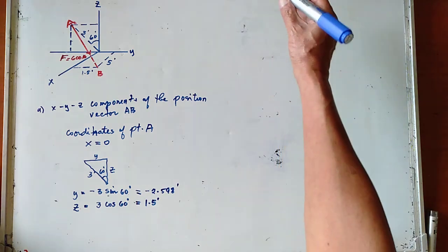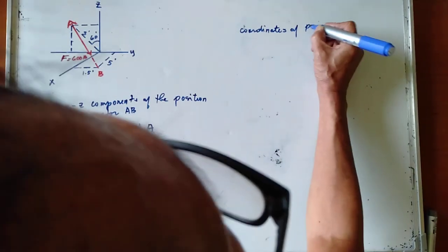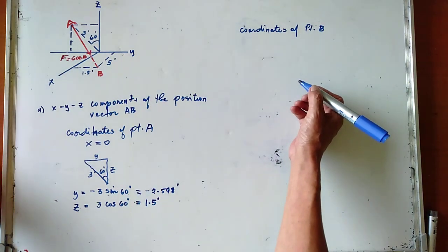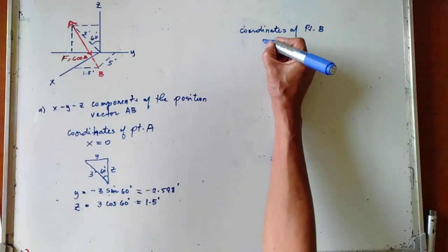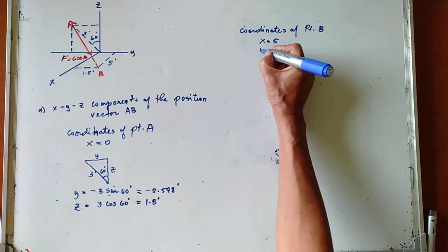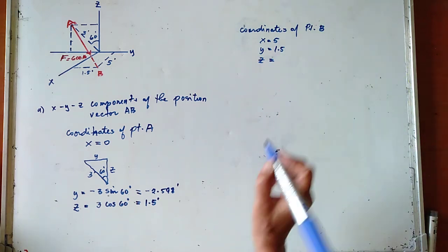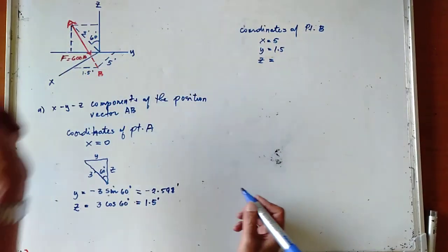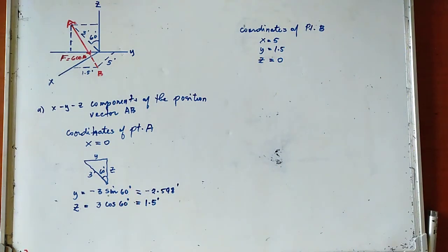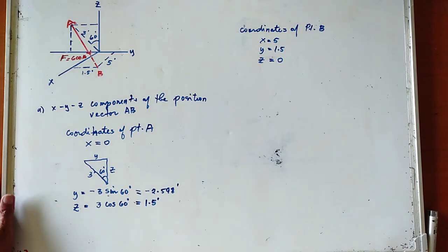Now, the coordinates of point B. So your x coordinate is equal to 5 feet. And your y coordinate is equal to 1.5 feet. And your z coordinate in here is equal to 0. So we now have the coordinates of points A and B. So we are now ready to determine the x component, the y component, and the z component of the position vector AB.